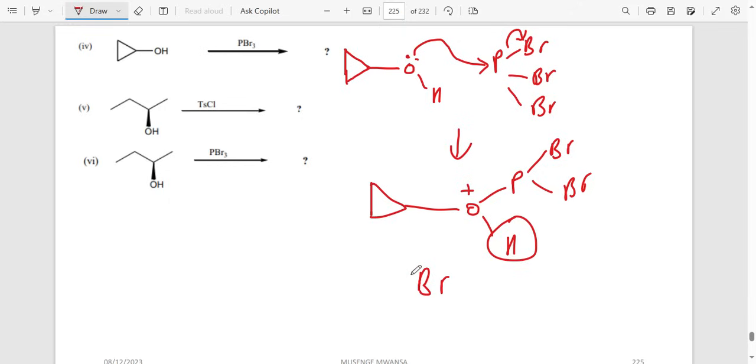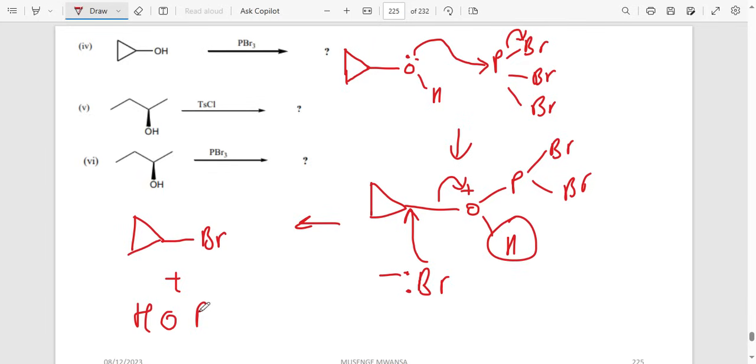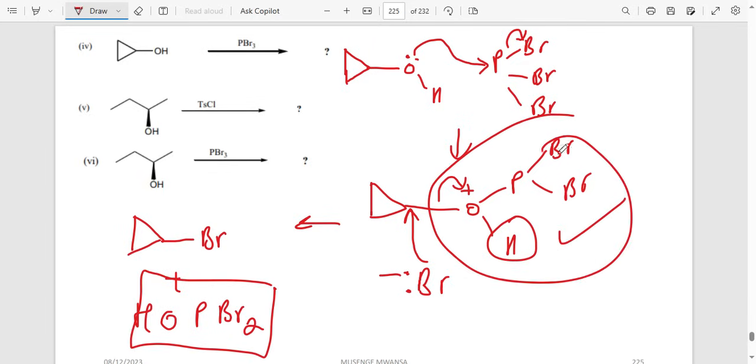So the Br which was released now comes in. It attacks this carbon in SN2. This releases this molecule. And what you'll be able to see is going to be this. You have your Br. Then the other product that you have formed, you have got H with oxygen with P, Br2. This is a molecule which you leave here.